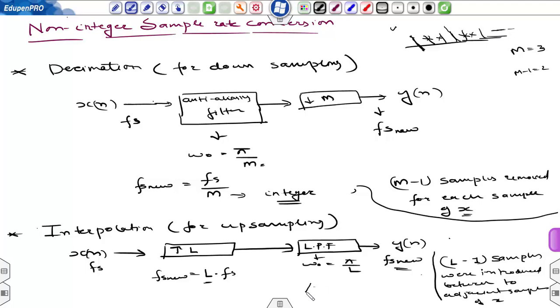And considering the upsampler, suppose this is x[n], and let's say L is equal to 3, so L minus 1 will be equal to 2. Between these two samples, two new samples whose values are 0 will be introduced like this. This is how the sample count increased. Information is lost in downsampling and aliasing occurs, and no information is lost in upsampling, but spectral images were created. For this we have used a low pass filter.